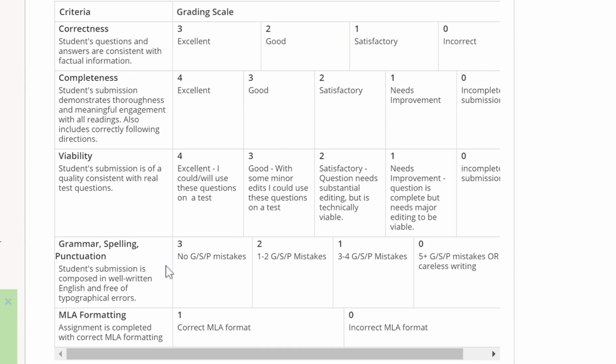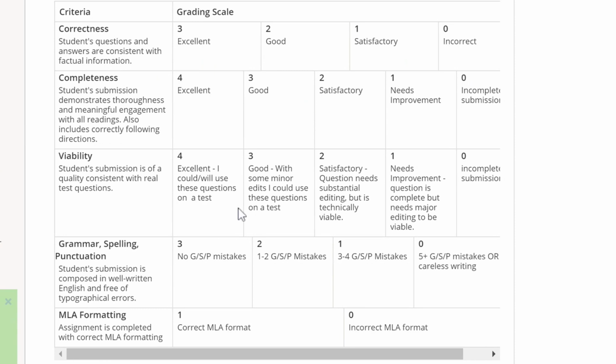And finally, the last 2 categories are very easy. You get some points off for grammar, spelling, and punctuation mistakes. So make sure that you take the time to edit and spell check your work. If you have no mistakes, you get full credit. If you have 1 to 2 mistakes, you get a point off, and so on and so forth. And then you get a point for MLA formatting, which should be the easiest out of all the points that you should get. Okay.